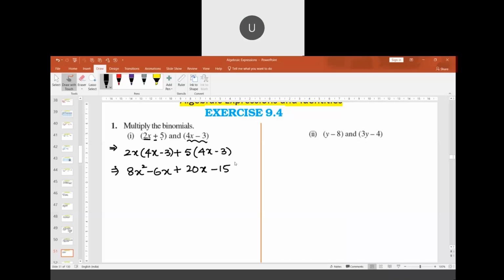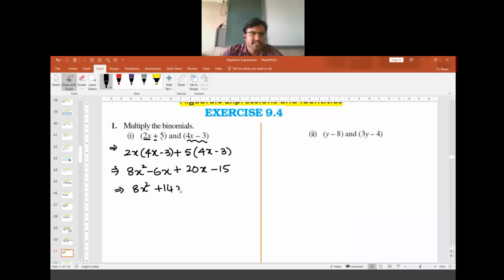In the next step, it becomes 8x square minus 6x plus 20x minus 15. 8x square plus 14x minus 15. Are you sure that it is positive? Yes, sir, it is positive. Very good.